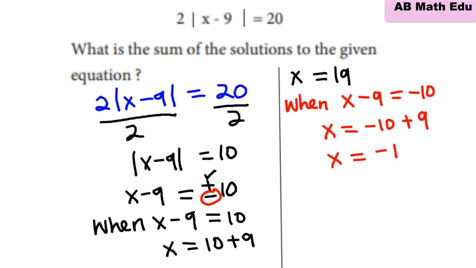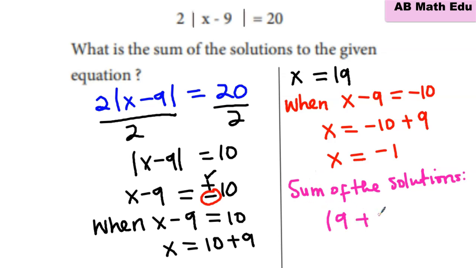But the question was, they want us to find the sum of the solutions. So be careful, you don't end it here and you're going to lose marks. So the sum of the solutions are, we got 19, so it's going to be 19. The sum is addition, plus negative 1, and that gives us 18 as the final answer.